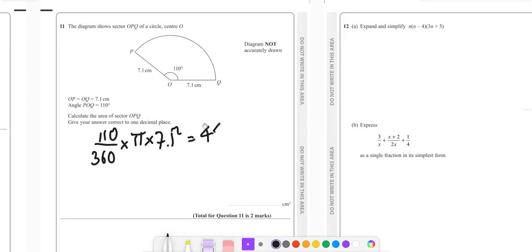It's 48.3901. We want it to one decimal place, so that's 48.4.